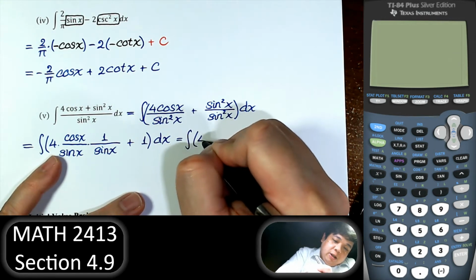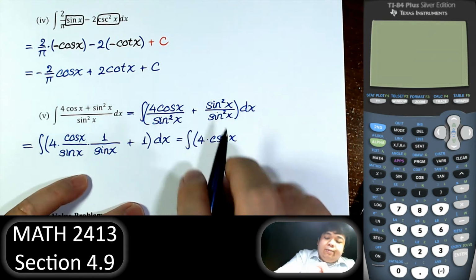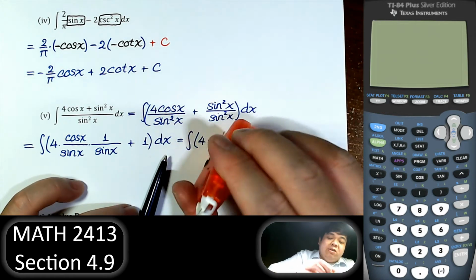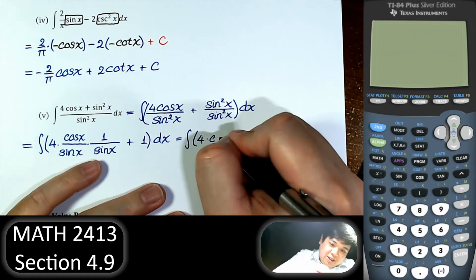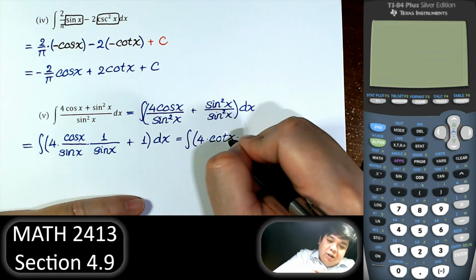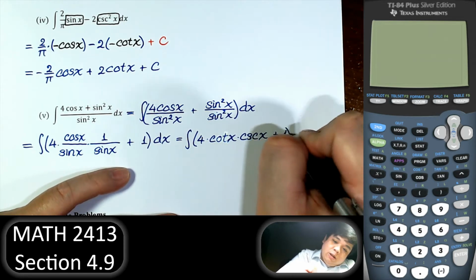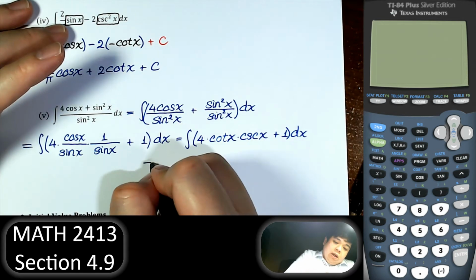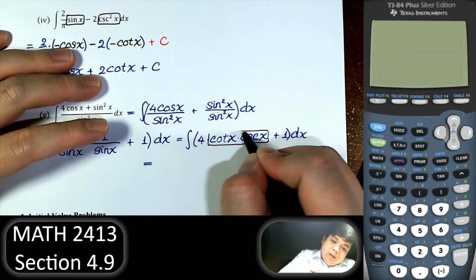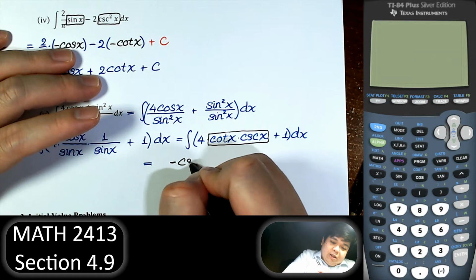4 cosine over sine is cotangent. Cosine over sine is cotangent. And 1 over sine is cosecant plus 1. Now we apply the rules. Cotangent and cosecant is negative cosecant.